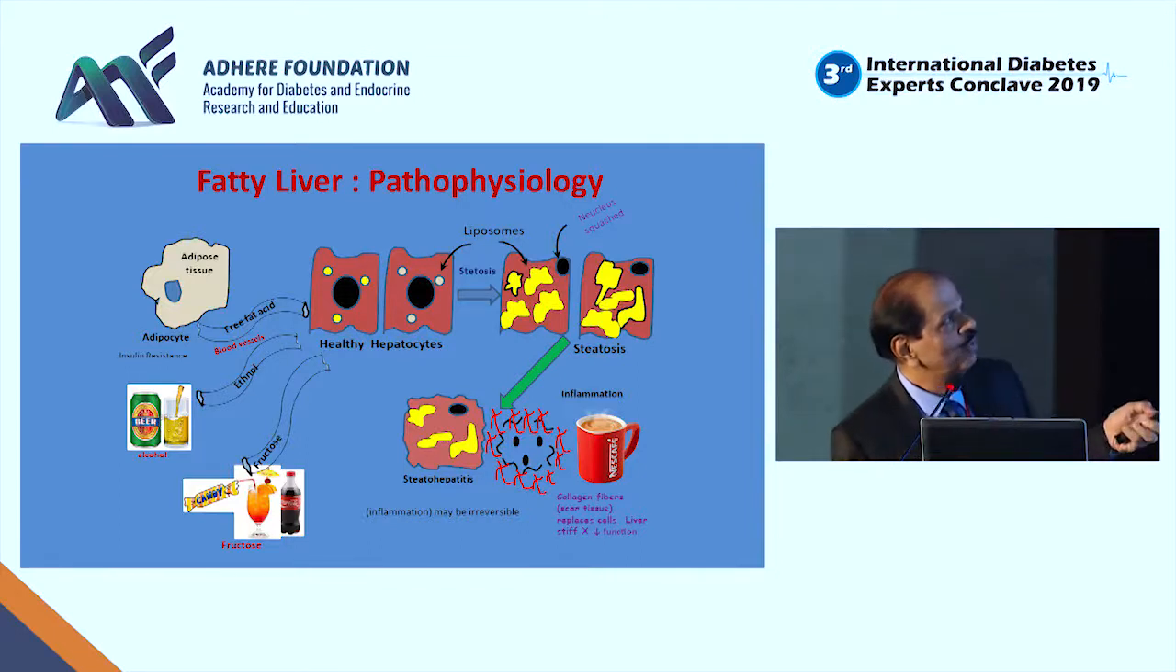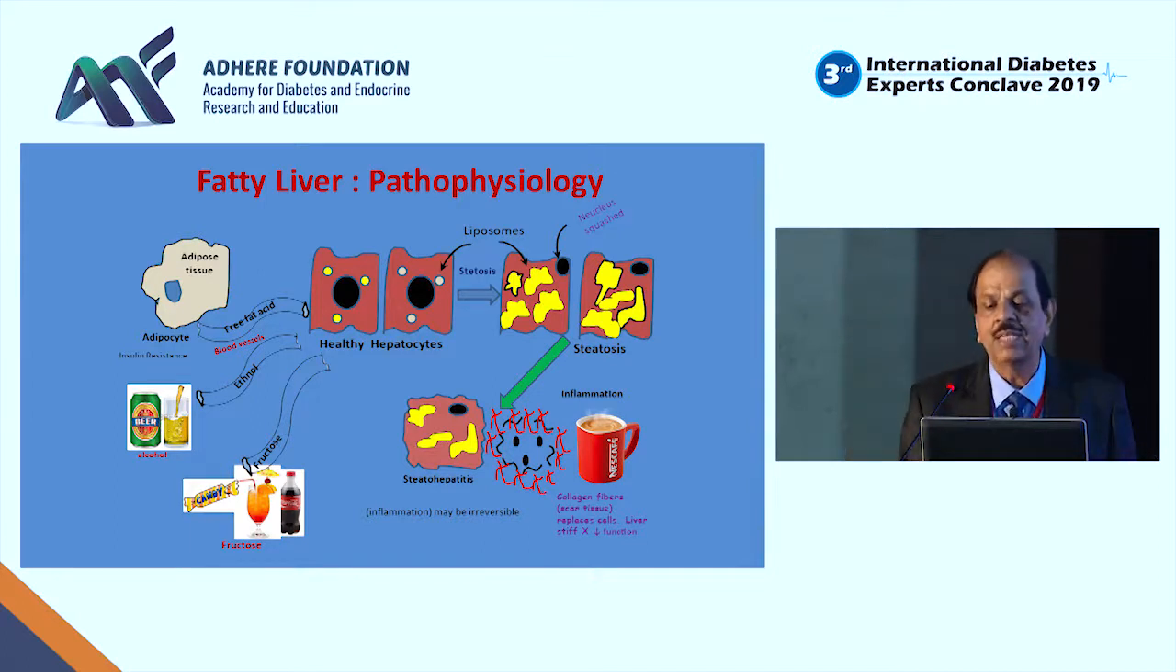And of course we know that the free fatty acids from the adipocytes enter the liver. We know about alcohol. We know about fructose-containing food. They all can cause steatohepatitis and NAFLD. So that's, in short, the pathophysiology of NAFLD.